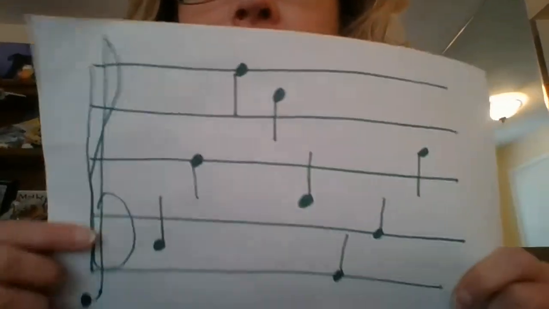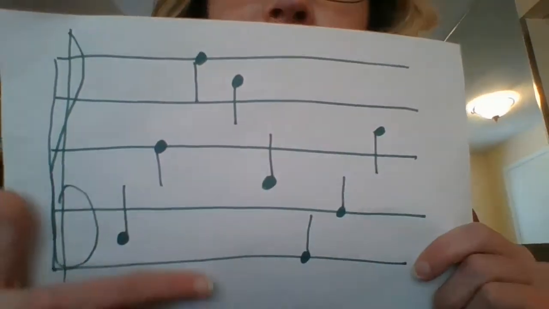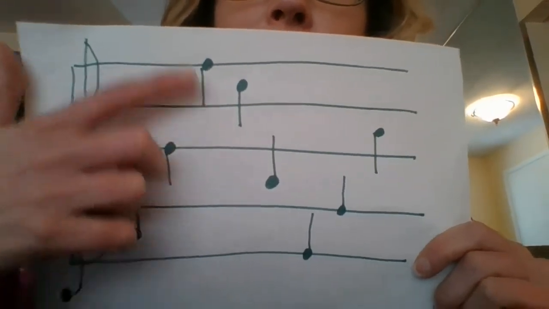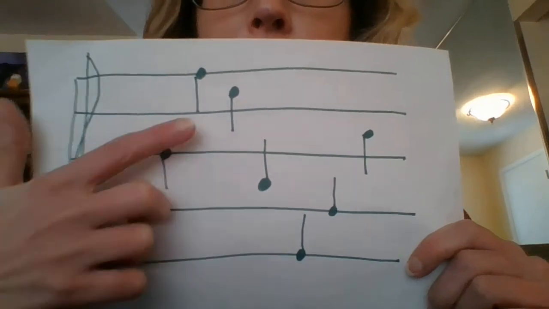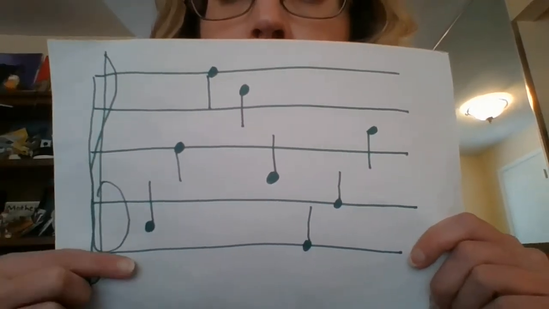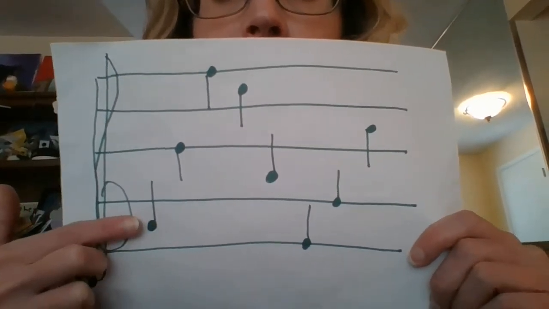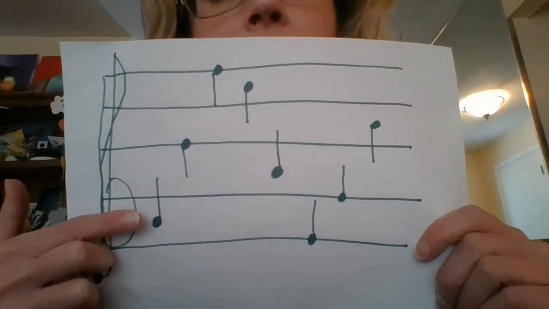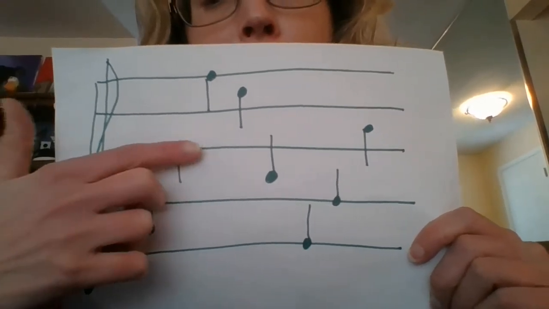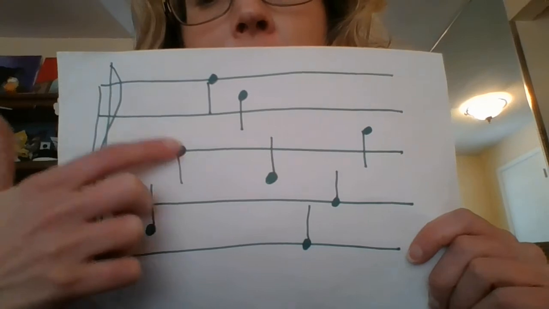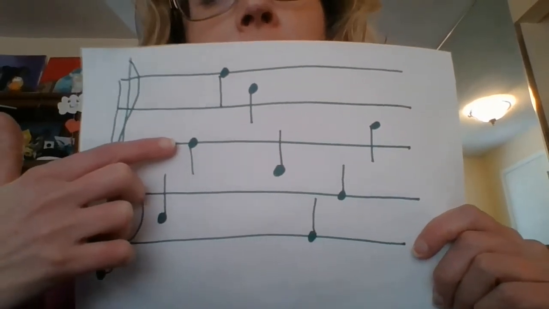So here we have our staff. The five lines, one, two, three, four, five, and the four spaces, one, two, three, four. And here we have the treble clef. And is this a line or space note? It's a space note. What about this one? Remember, if the line's going through the middle of the note head, the circle part, then it's a line note. You're right, it's a line note.